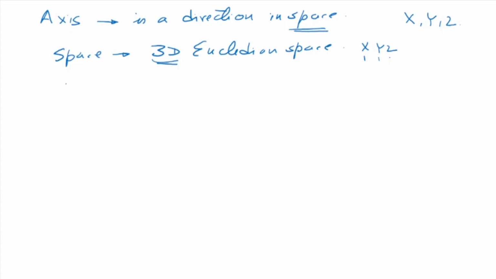The other thing we can say about the 3 axes is that they are orthogonal axes. That means there is 90 degrees between the axes. So an axis is a direction in space. There are 3 axes, x, y, z, and these are orthogonal axes. Please remember these definitions of an axis and the properties that this axis system has.